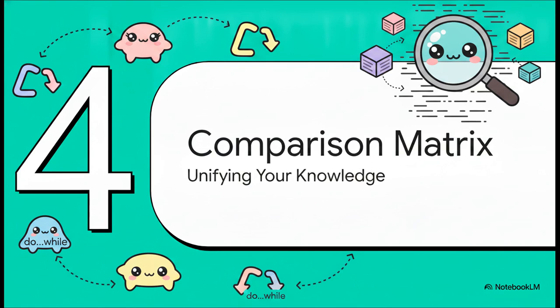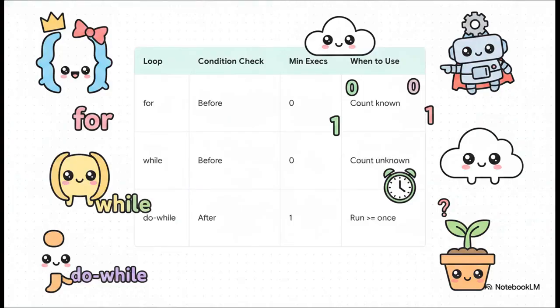Okay, section 4, the loop comparison matrix. Let's unify all this knowledge we just built. This matrix brilliantly illustrates everything we've just covered all in one place. Just look at the condition check column. Both for and while loops check the condition before execution, but do-while stands completely alone by checking after. Because of that, for and while have a minimum execution of 0, while do-while has a minimum of 1.